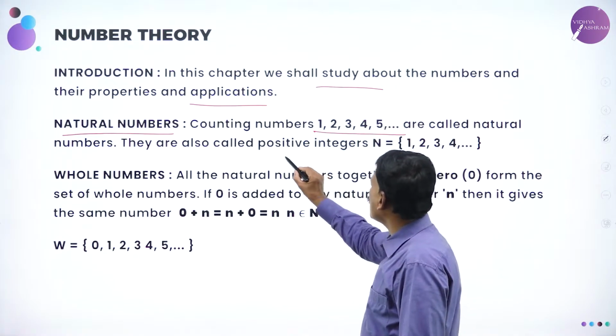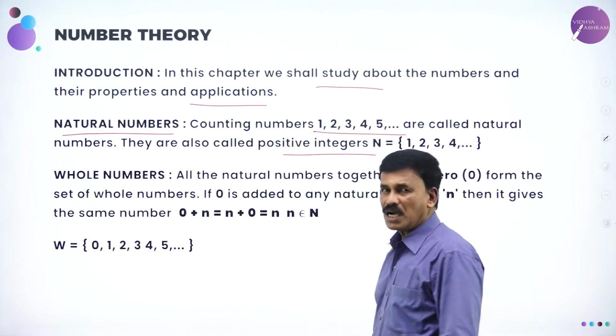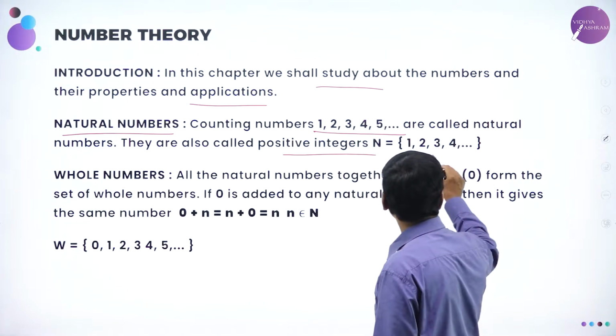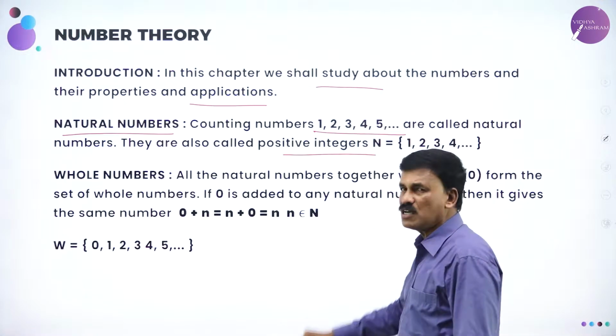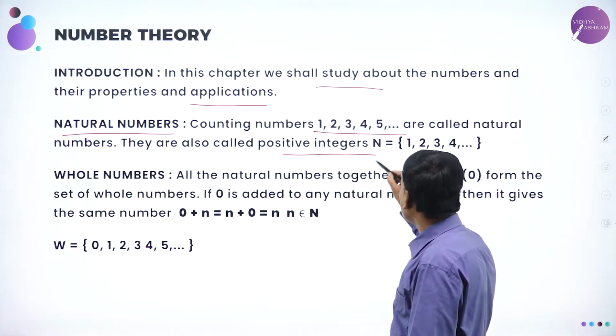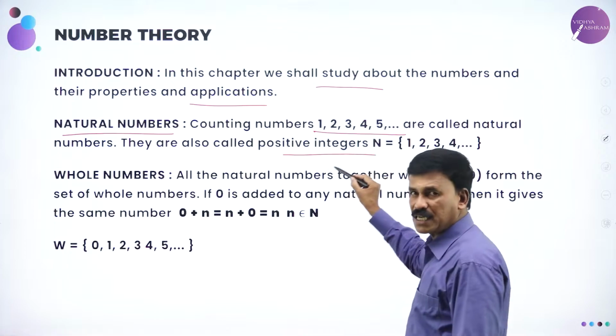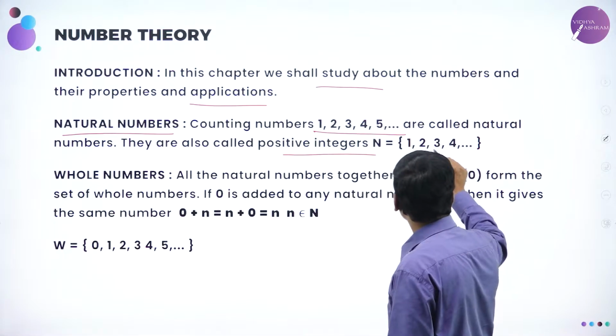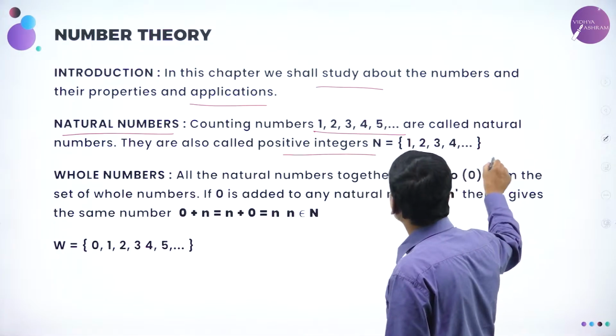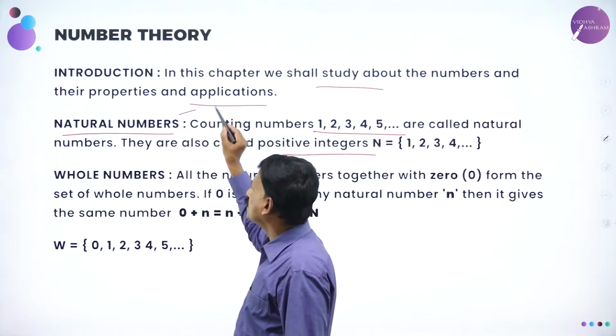They are also called positive integers, and it is denoted as N equals 1, 2, 3, 4, 5, etc., called the counting numbers. So the set of natural numbers is denoted as N. N is equal to all counting numbers 1, 2, 3, 4, called the natural numbers.